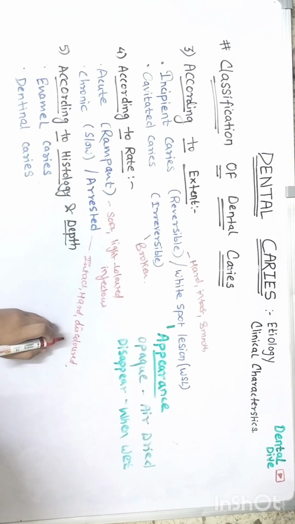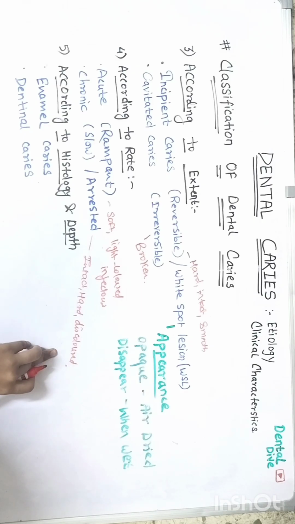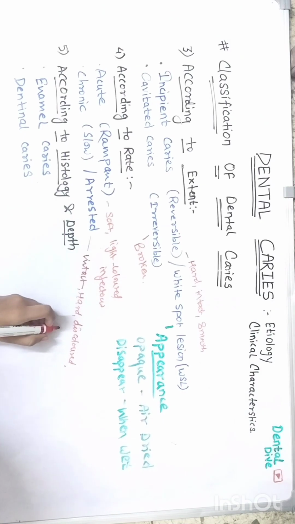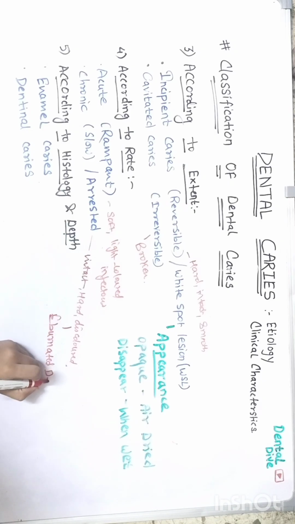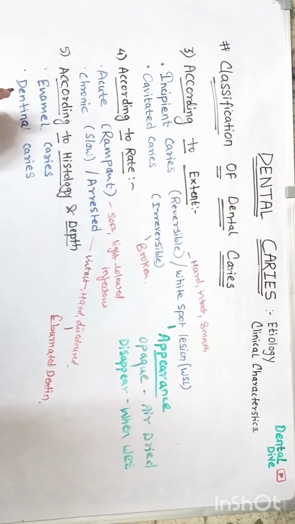As a result, the arrested caries are brown to black in color. This dentine is termed eburnated dentine, as it is open, hard, and discolored. Now, according to histology and depth, it is divided into enamel and dentinal caries.